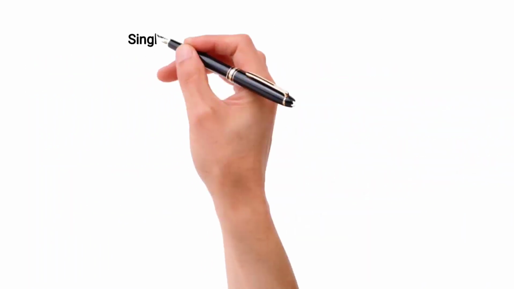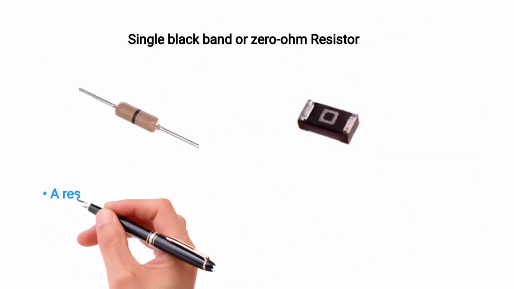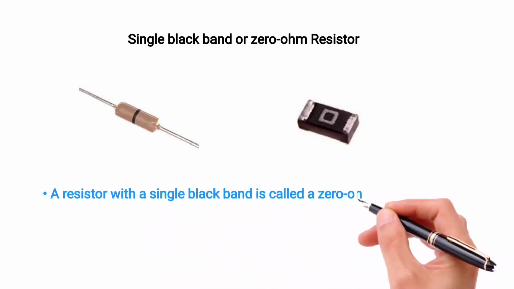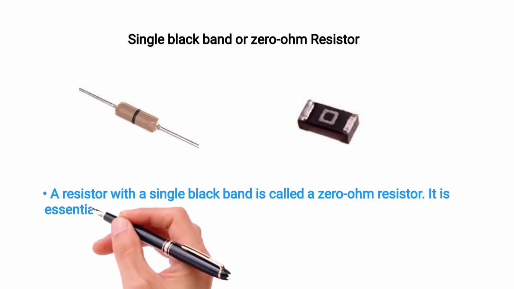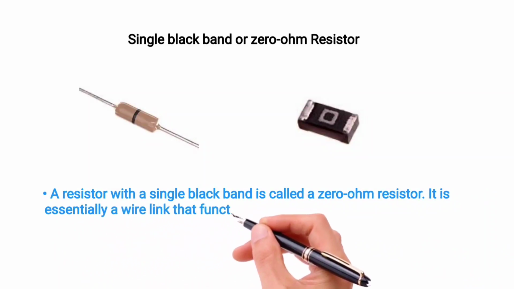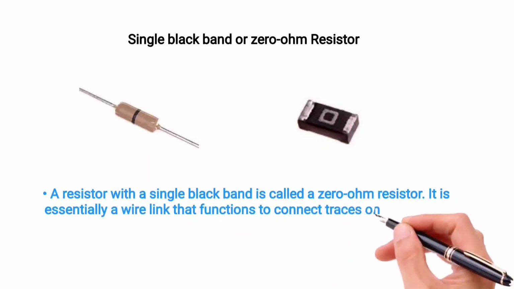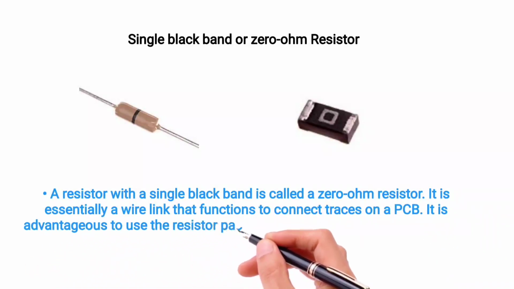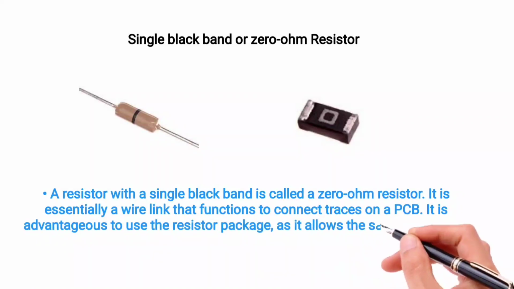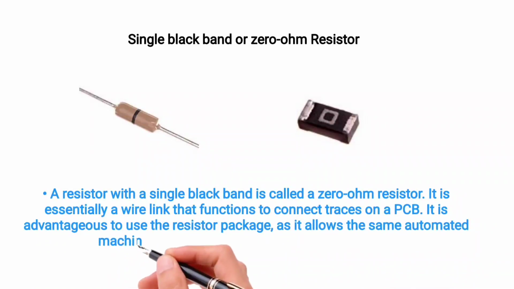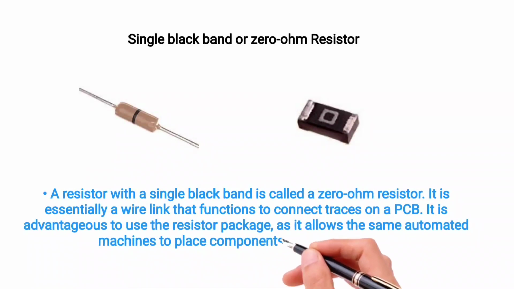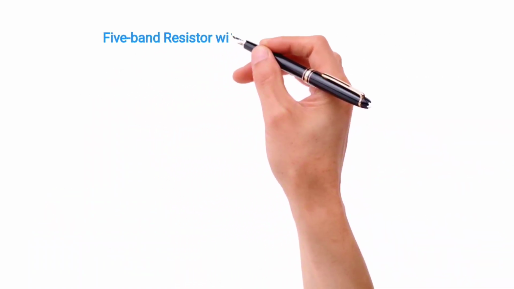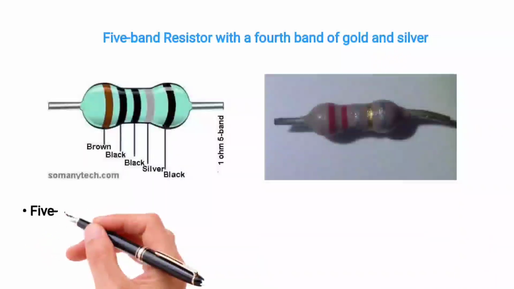Single black band, a 0-ohm resistor. A resistor with a single black band is called a 0-ohm resistor. It is essentially a wire link that functions to connect traces on a PCB. It is advantageous to use the resistor package, as it allows the same automated machines to place components on a circuit board.